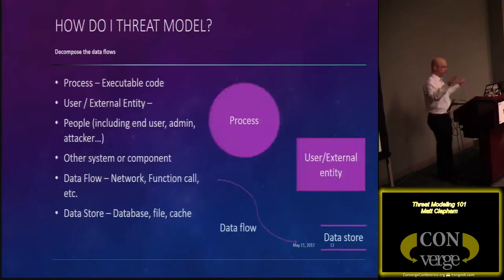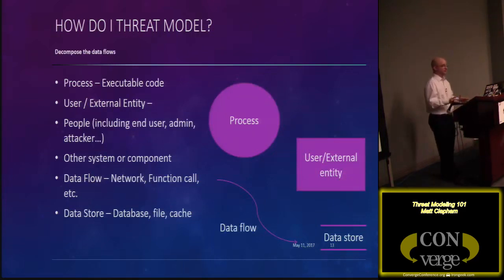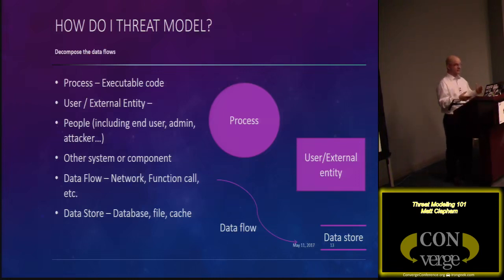So we kind of go over a high-level process, but what can you do to actually threat model? Well, first, I'm going to decompose the processes down into a data flow diagram. Because a process is effectively executable code when you think of it from a software perspective. We're going to want to identify each of these objects here, right? We're going to have processes.